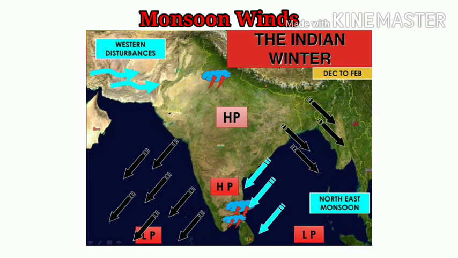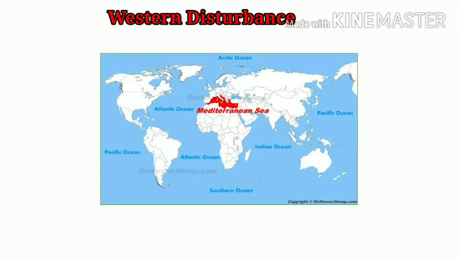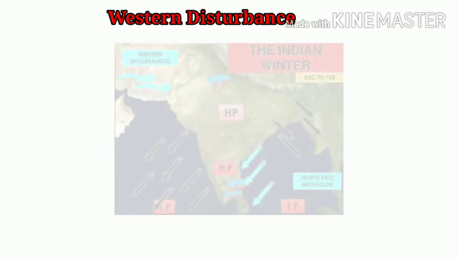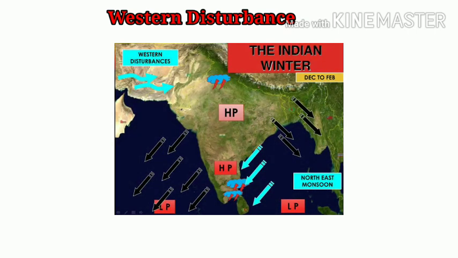So, western disturbance. What is a western disturbance? It originates over the Mediterranean Sea. You can see on your map of the world, the Mediterranean Sea is just between Europe and Africa. A western disturbance is an extratropical storm which moves towards India, and it brings winter rain and snowfall in the northern part of India in the month of January.